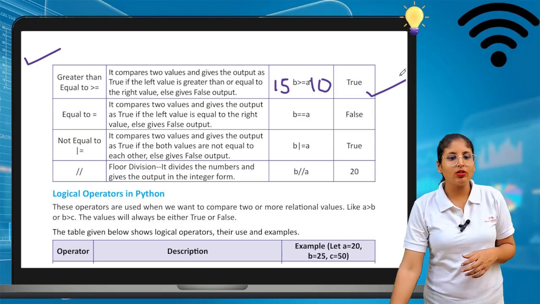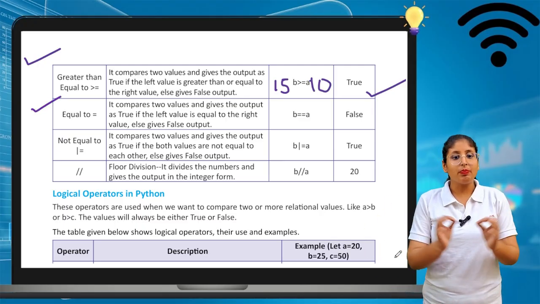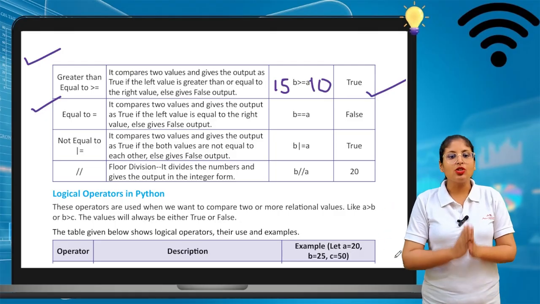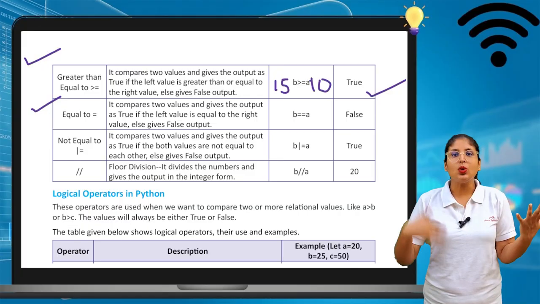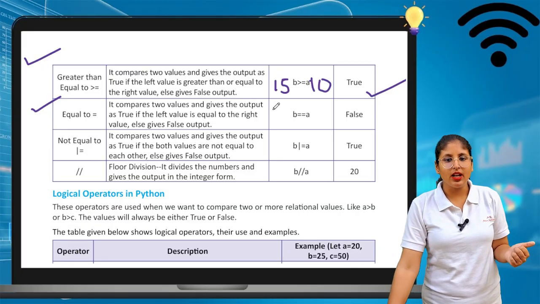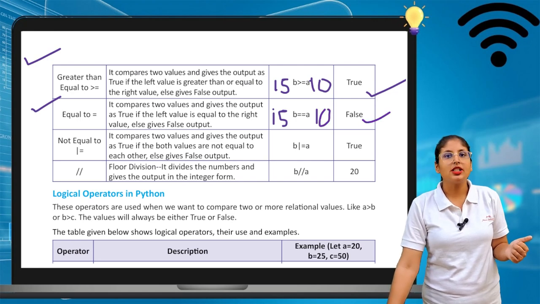Equal to sign, as in math, we can also use, in which the right hand side is equal to the left hand side. So it compares two values and gives the output as true if the left value is equal to the right value. Here, if I write the value of B is 15 and the value of A is 10, are the left hand side and right hand side equal? Absolutely not. So that's why we can write false, because it is not equal.